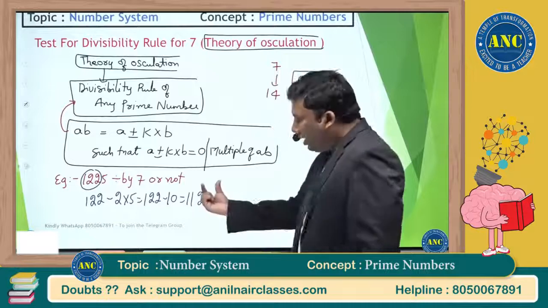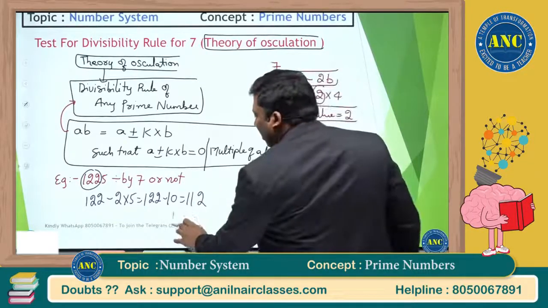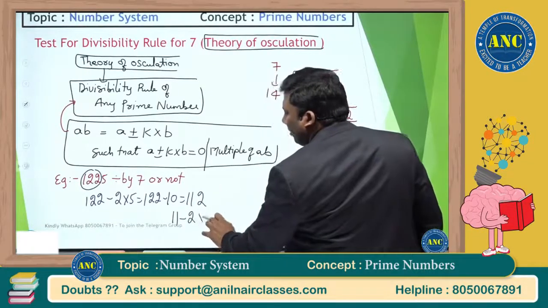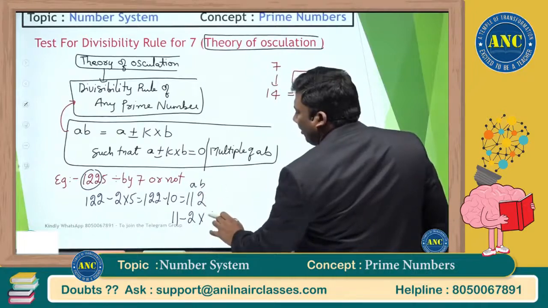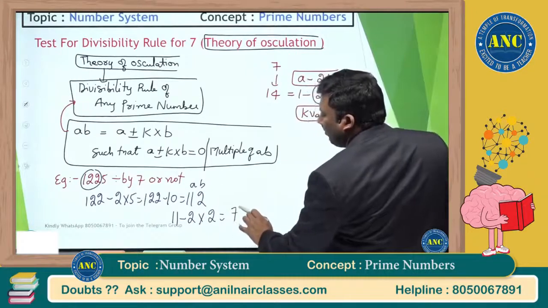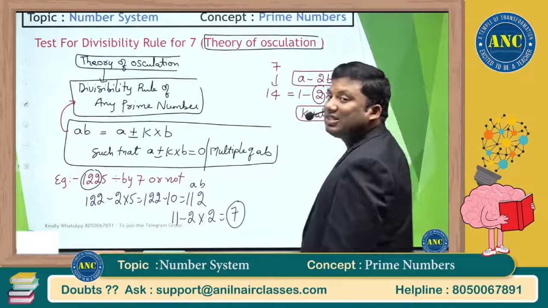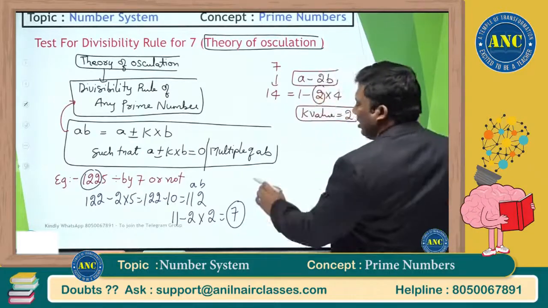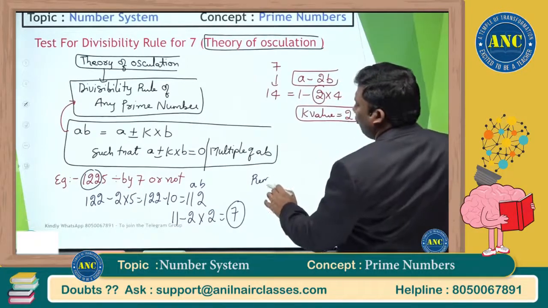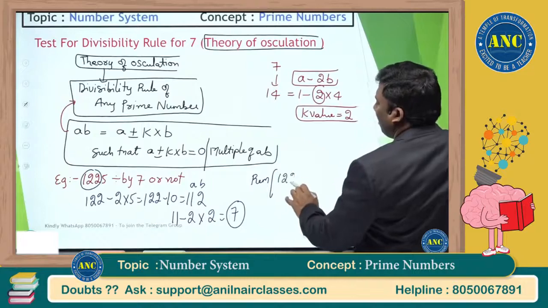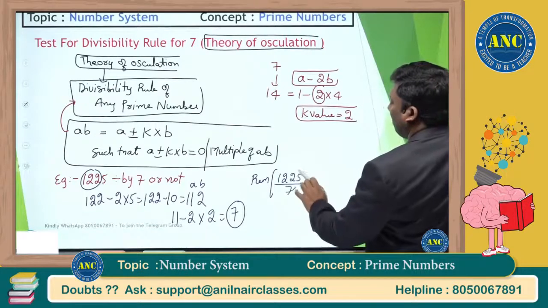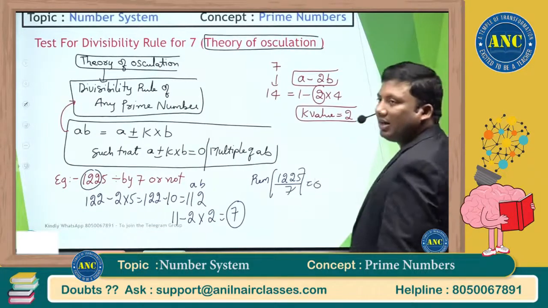Continue the process. Again it is of the form AB. A minus 2B: 11 minus 2 into 4. 11 minus 8, it is 3... 11 minus 4, it is 7. Is 7 divisible by 7? Yes. So therefore, 1225 is a multiple of 7. I hope the idea is clear.